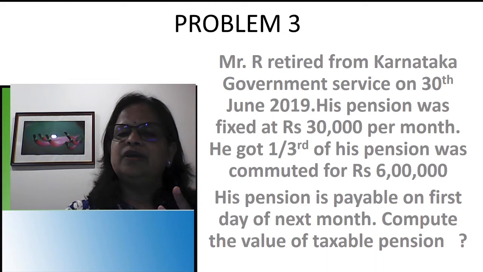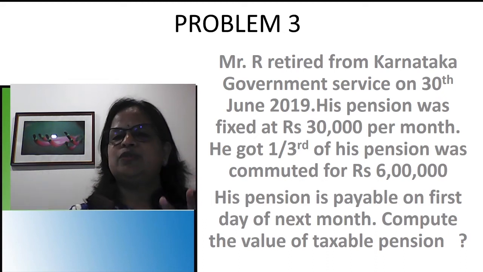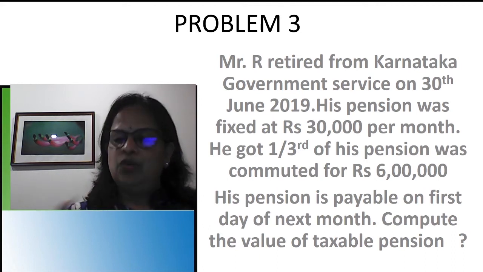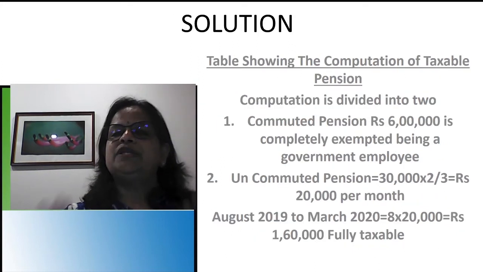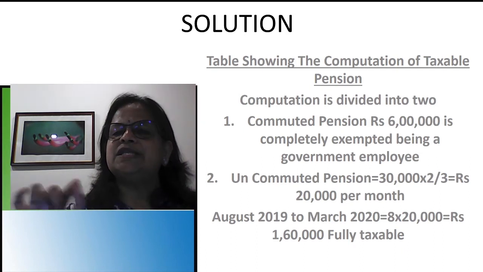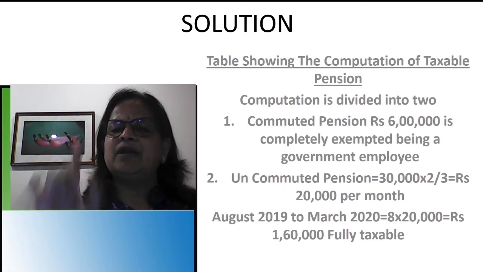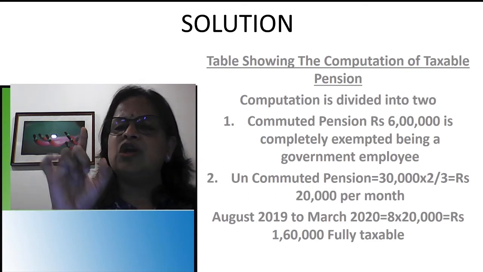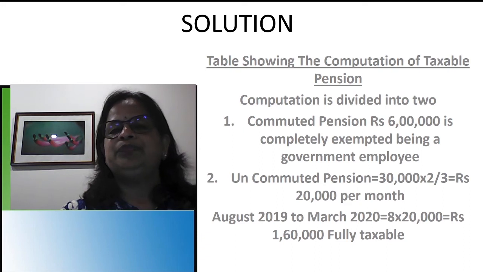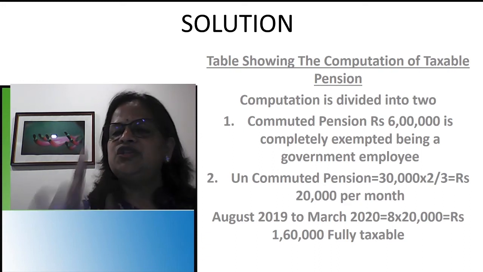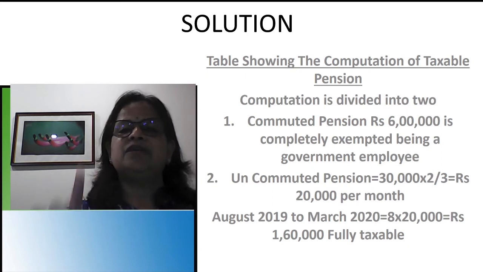Pension is payable on the 1st of next month. So here also he retires on 30th June, and the July pension he will get on August 1st. Now we are dividing the computation. Table showing the computation of taxable pension. Commuted pension of 6 lakhs is completely exempted, being a government employee. So here there is a difference. If it is a commuted pension, you have to see whether he is in the government sector or the private sector. Commuted pension for government employees is completely exempted. This you can write in section 10, exempted incomes also.